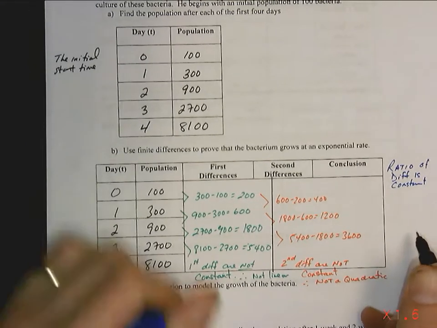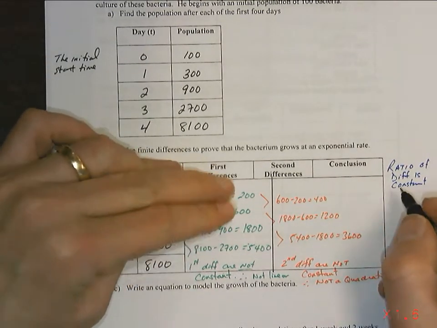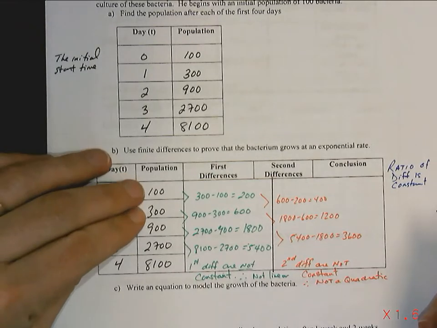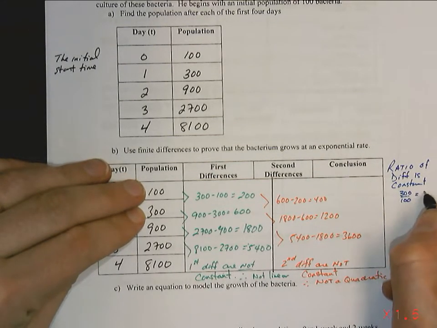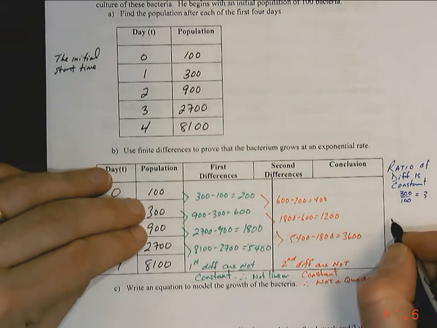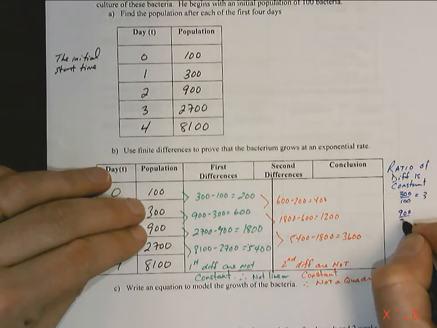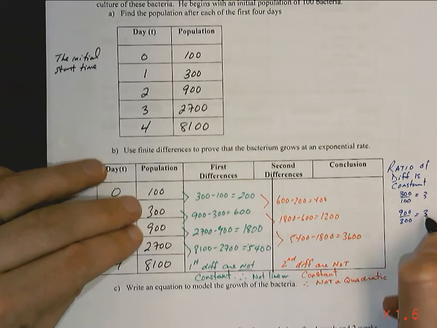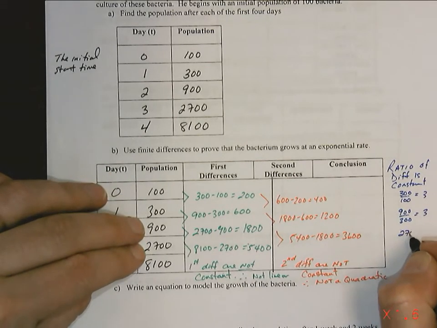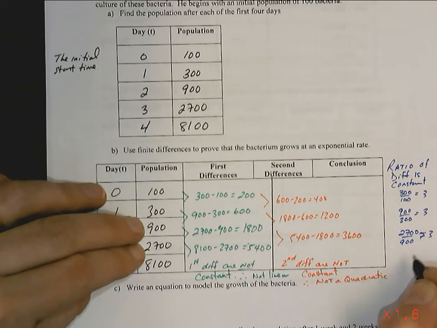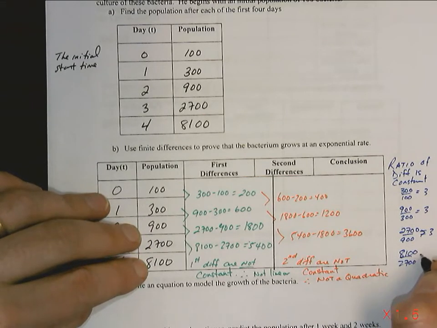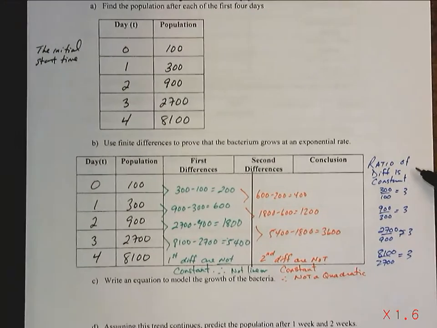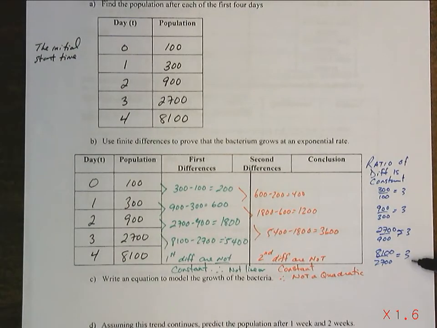Now let's take a look at what that looks like. If I take 600 and divide, well, we can go back to the first finite differences. We can look at 300 divided by 100, and that'll give us 3. 900 divided by 300 gives us 3. 2,700 divided by 900 gives us 3. 8,100 divided by 2,700 gives us 3. So this is your ratio of your differences, and they're all 3.